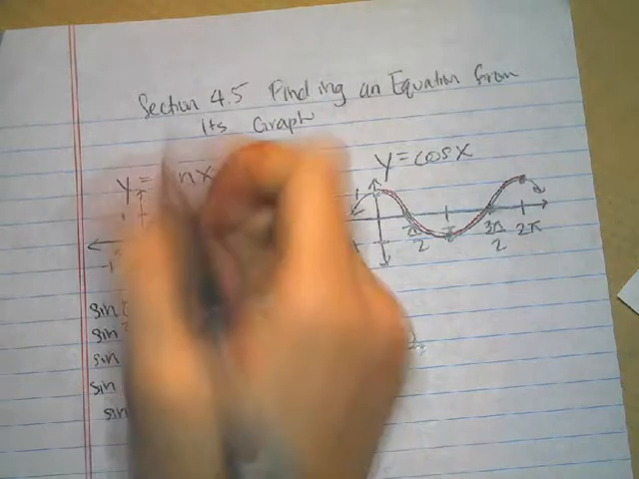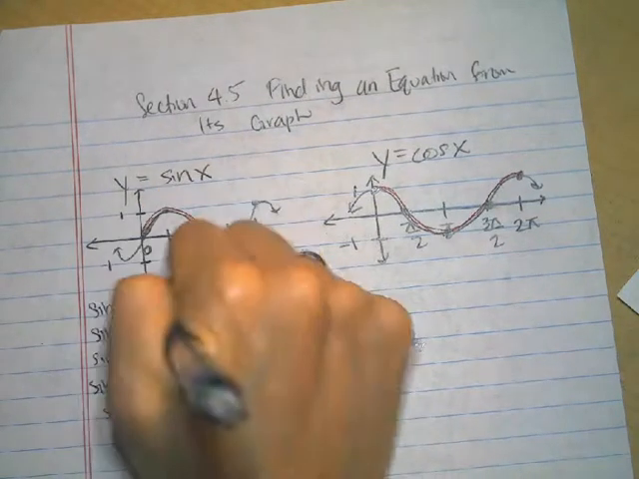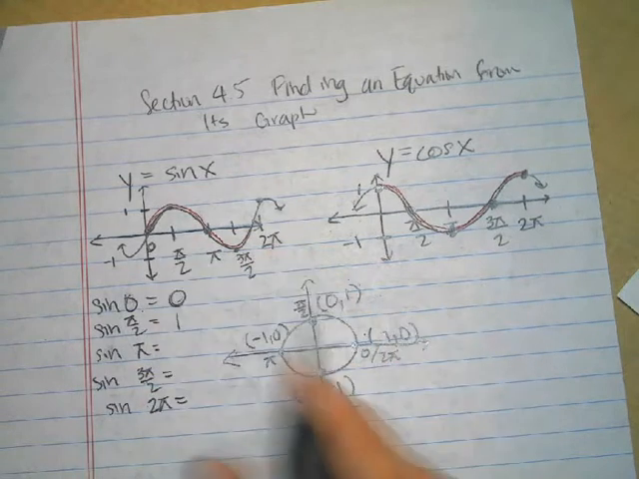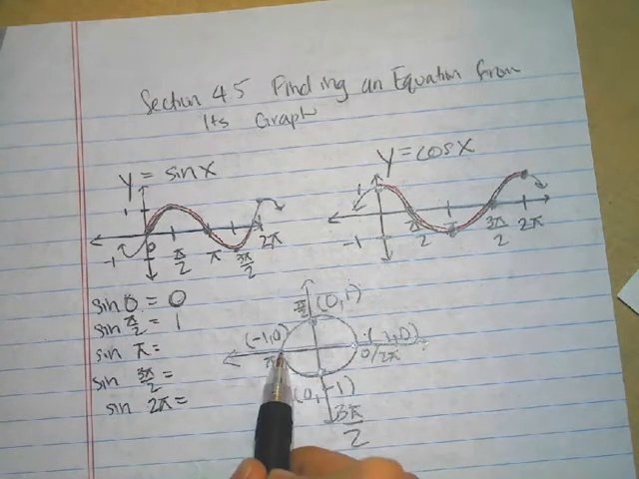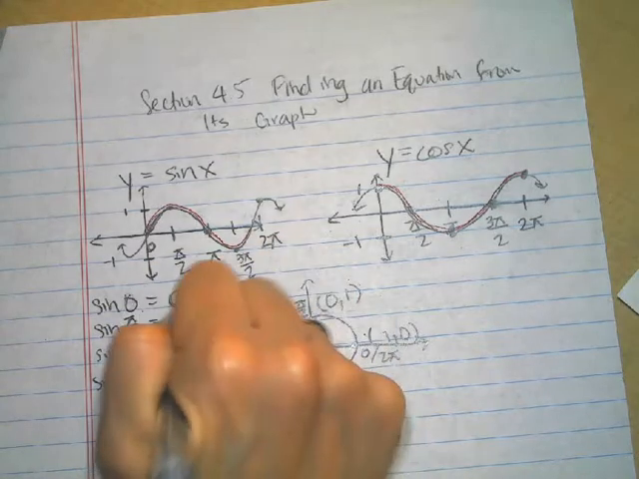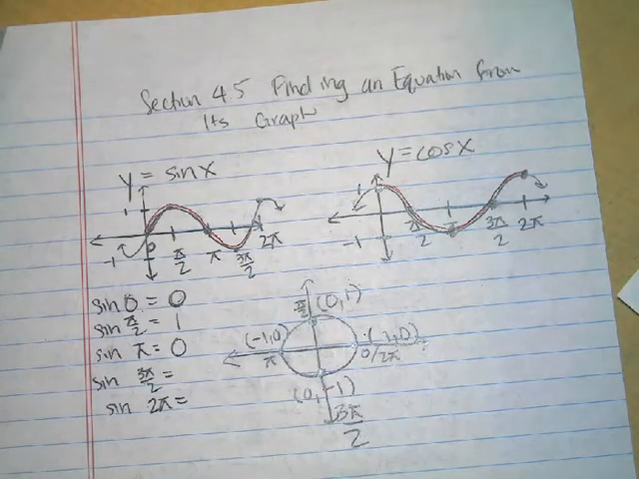Over here, these points are 0, 1, pi over 2, 0, pi, -1, 3 pi over 2, 0, and 2 pi, 1. So, started up at 1, at pi over 2, it went down to 0. At pi, it went down to -1. At 3 pi over 2, it went back up to 0. And at 2 pi, it went up to 1.